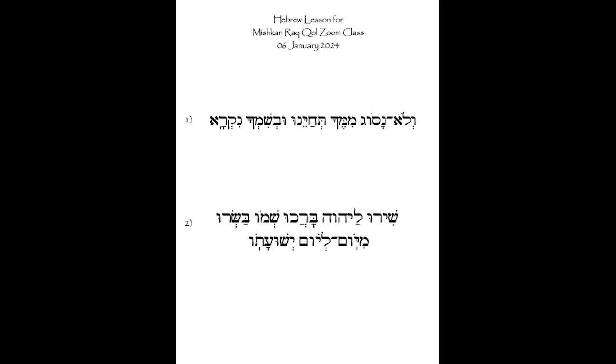All right. So what about the next word we have here? Shemo. We have the shin again, right-hand side, pointed with vocal shva because it's at the beginning of a word. She. Then we have the mem, and it's pointed holem vav, mo. So the word is shemo. Shiru layawa barachu shemo. All right, what about our next word here?